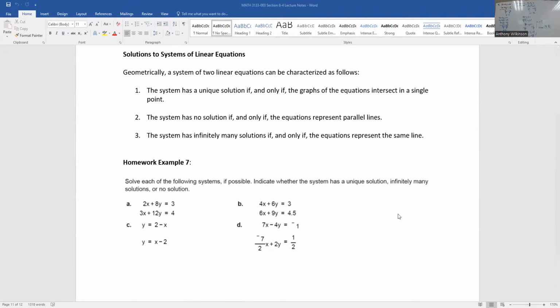If you were doing this on the coordinate plane, geometrically, a system of two linear equations can be characterized as follows. The system will have a unique solution if and only if the graphs of the equations intersect at a single point. Or it could have no solution if and only if the equations represent parallel lines, and the system has infinitely many solutions if and only if the equations represent the same line.